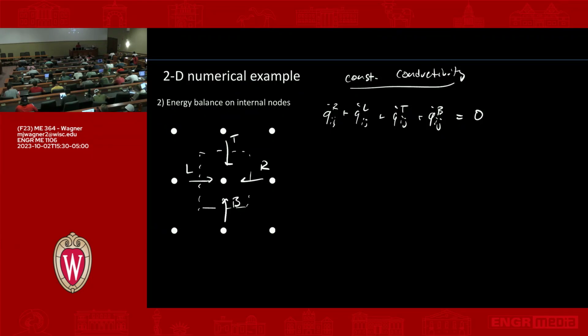We have to note what this is valid for. So this is for an internal node. Right, so we're saying this is for all, remember our symbol for all, i in the set of 2 to m minus 1, and for j in the set 2 to n minus 1.